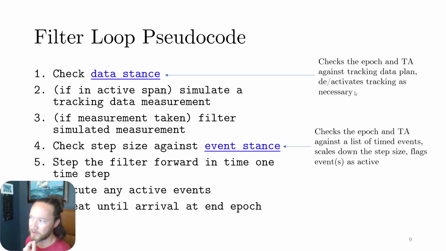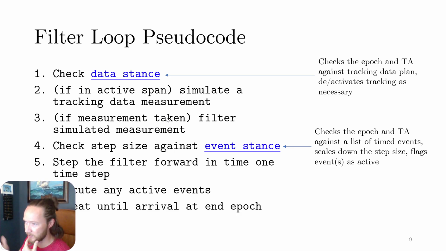And then there's a little bit of logic inside that handles handovers or not, if you want to disallow handovers. So if the data stance comes back and says that, yes, we are in an active data span, it will then simulate a tracking data measurement corresponding to who is active. If that measurement is taken, then it will be filtered, and that will update the estimated state and covariance.